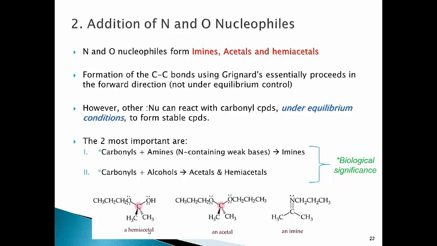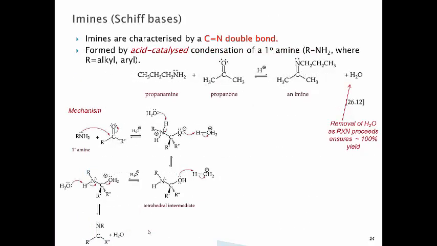So the formation of the Grignard reaction, so the carbon-carbon bonds, proceeds in the forward direction, not under equilibrium, but the other nucleophiles that react with the carbonyl compounds are under equilibrium conditions, and you'll see that in the next slide with the mechanism. So the 2 most important are your carbonyls reacting with your amines to make your imines, which are weak bases. Your amines are weak bases, and your carbonyls with your alcohols making acetals and hemiacetals depending on how far that reaction proceeds. And we'll look at the biological significance of these types of compounds a little bit later in the lecture.